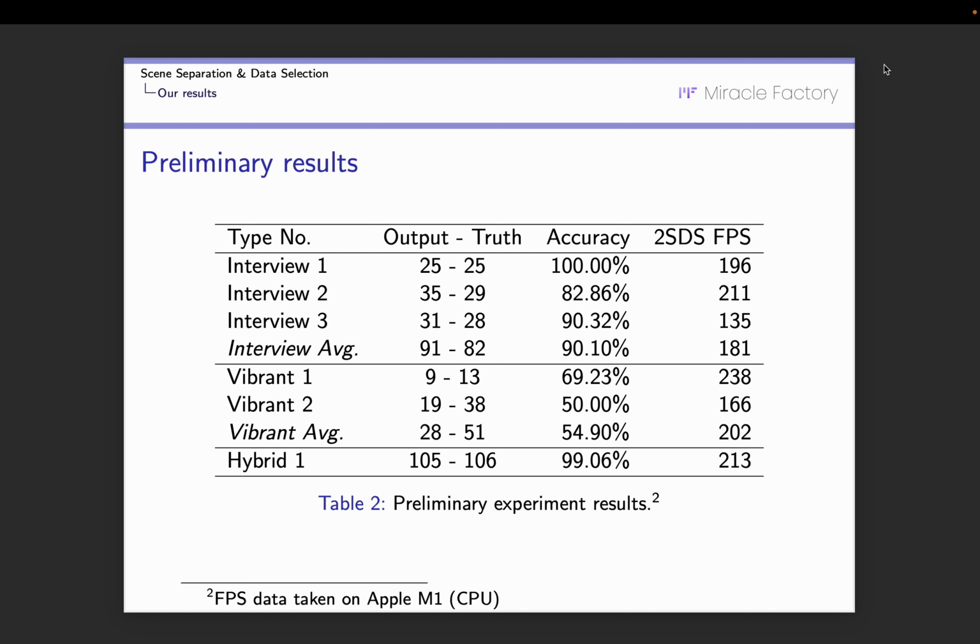And the hybrid video has very high accuracy, actually at 99.06%, and a very decent FPS as well, 213. And of course, all the FPS data are taken on the same hardware sets that we used prior.